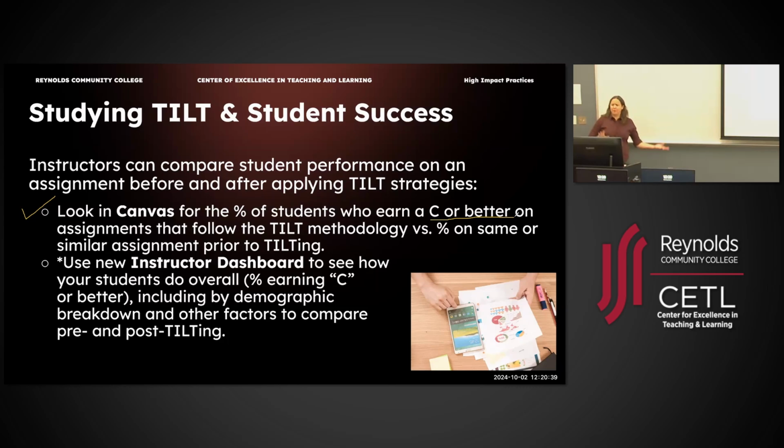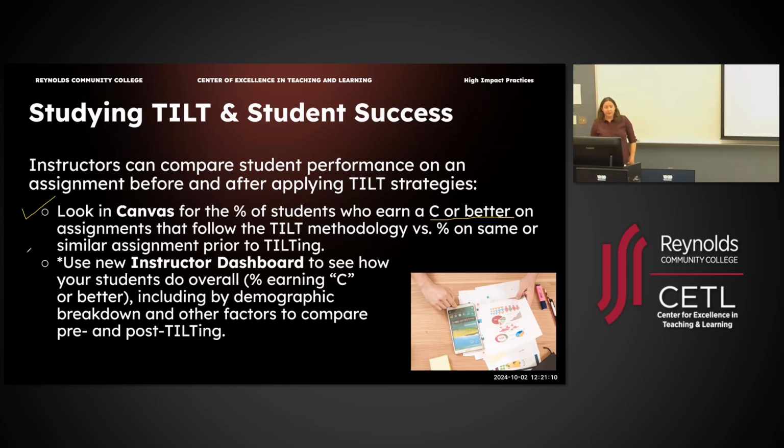And comparing that, how did they do on that tilted assignment versus the percent of students who succeeded prior to tilting. So if you had that same assignment before applying the tilt framework, you can look back in Canvas at previous courses where you assigned the same or similar assignment, see how many students got C or above, and compare it then to how many students got C or above after you started tilting.